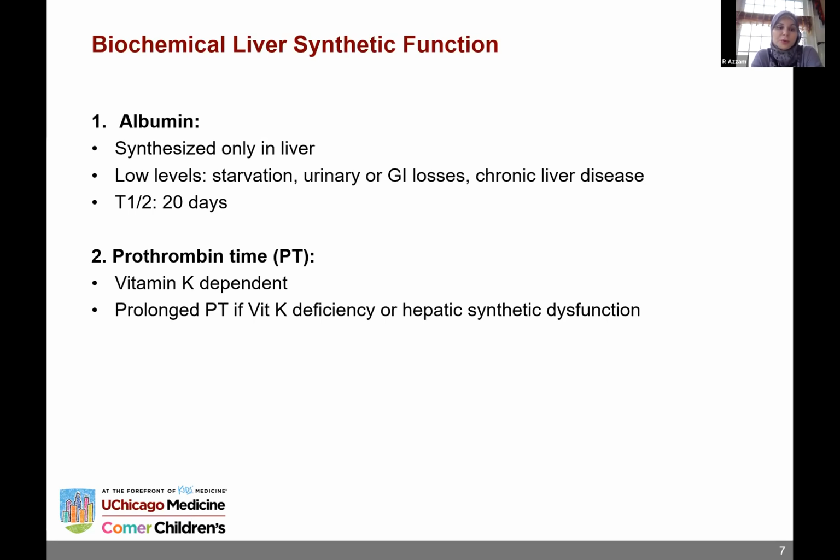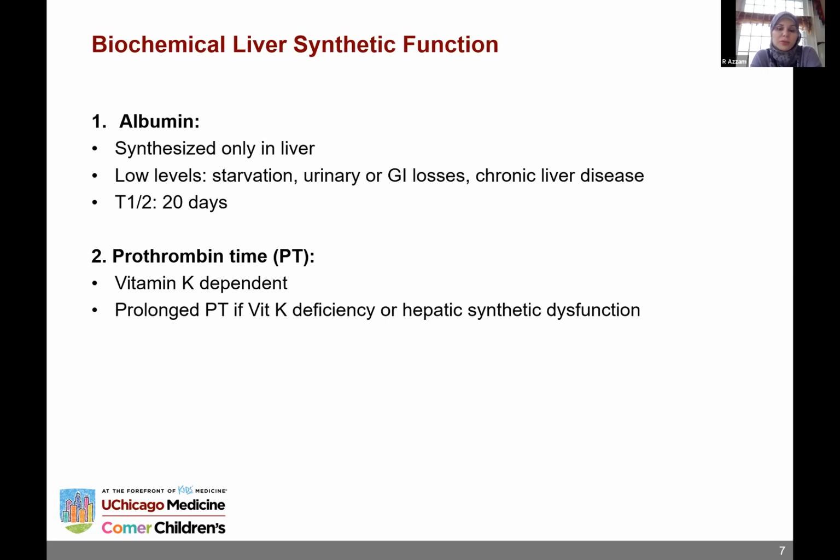The prothrombin time, PT, INR, compared to other labs, is more specific and is very quick to reflect the dysfunction of the liver. If it's prolonged, then you have to think about whether this is real prolongation and synthetic dysfunction, or that it is loss of vitamin K or malabsorption of vitamin K or inadequate vitamin K.